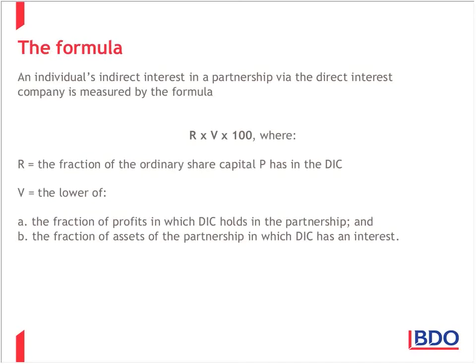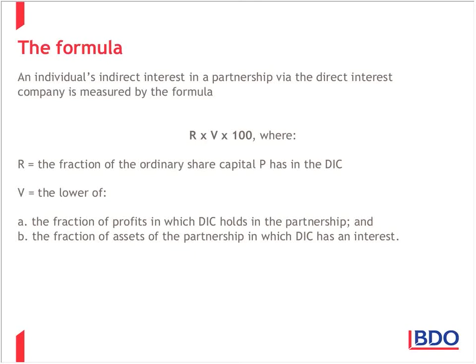So let's have a quick look at the formula. An individual's indirect interests in a partnership via a direct interest company is measured by the formula R multiplied by V multiplied by 100, where R is the fraction of the ordinary share capital that the individual has in the direct interest company, and V is the lower of the fraction of the profits and assets in which the direct interest company holds in the partnership.